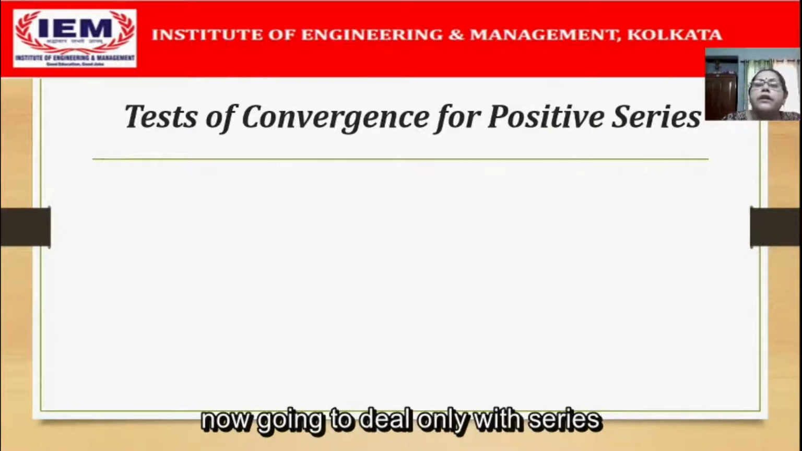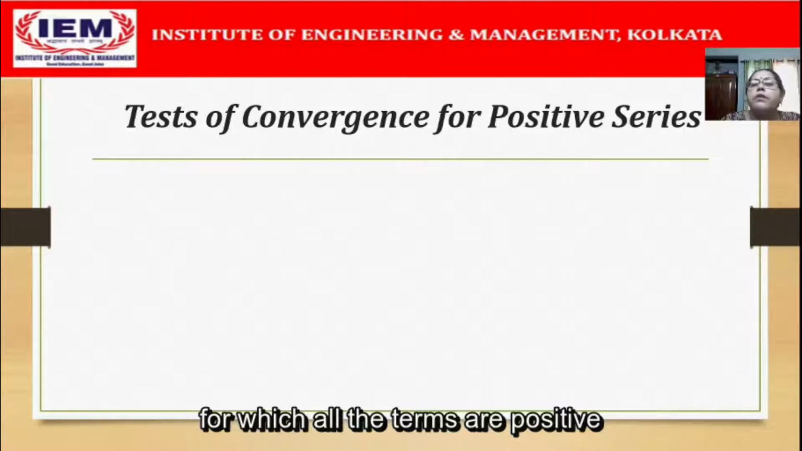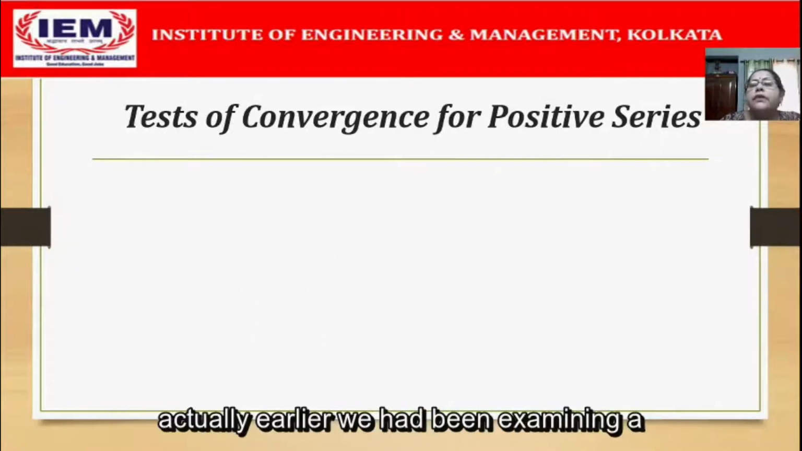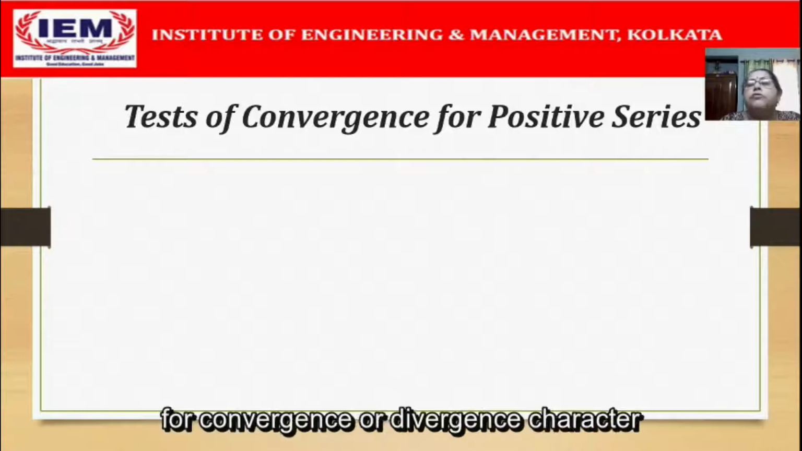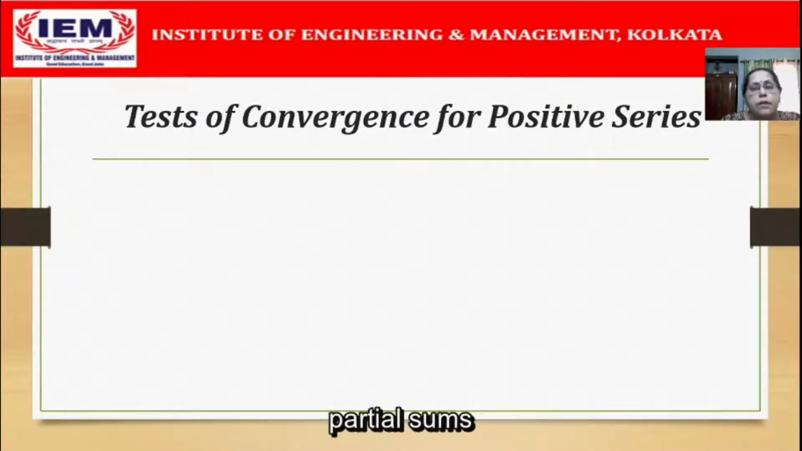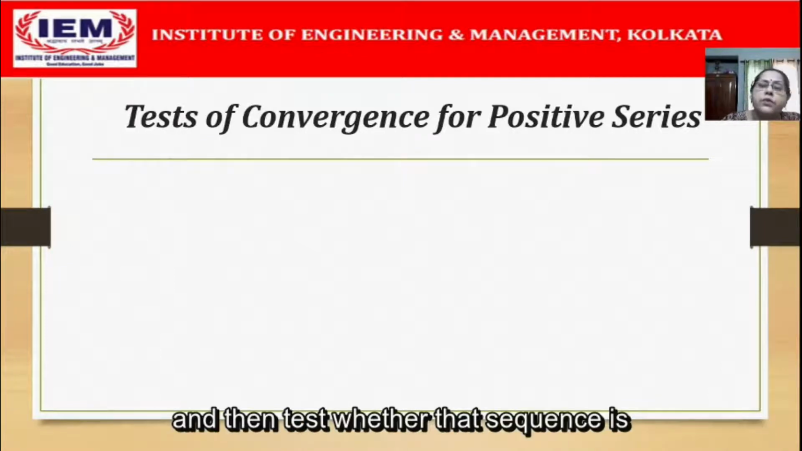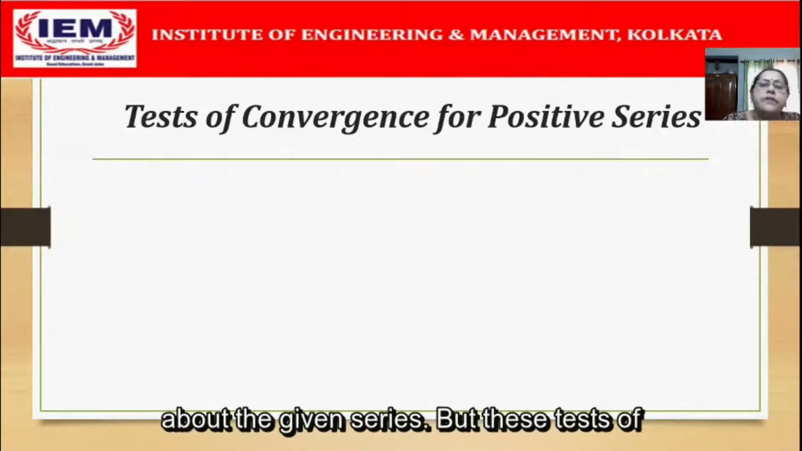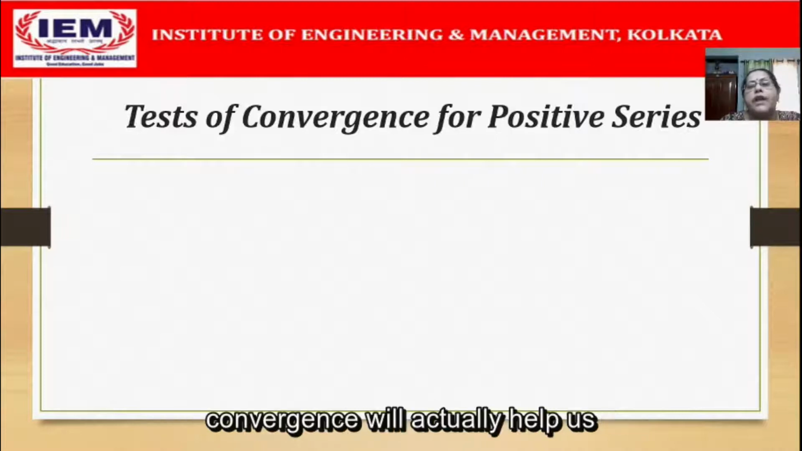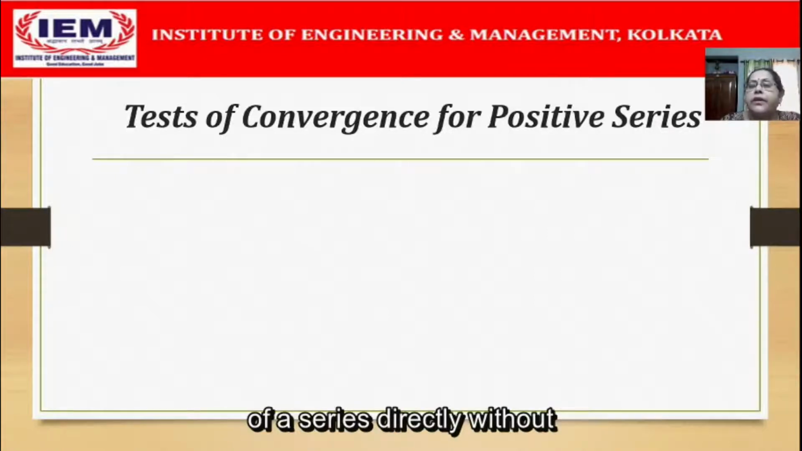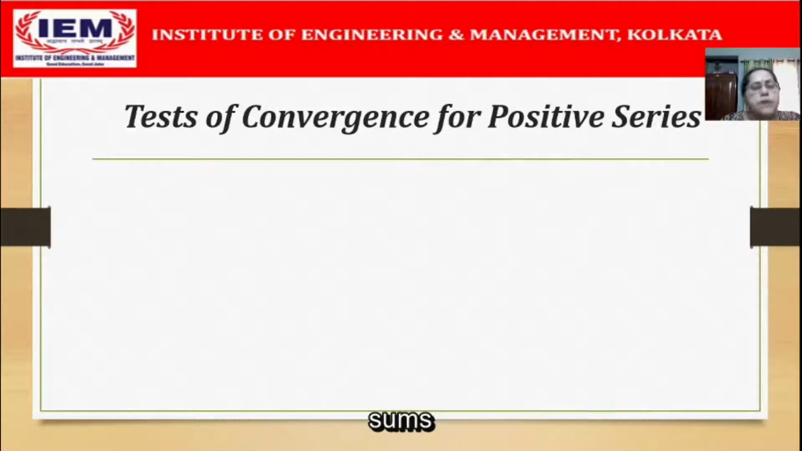That means we are now going to deal only with series for which all the terms are positive. And why do we need such tests of convergence? Earlier we had been examining a positive series for convergence or divergence using the definition, where we used to first construct the sequence of its partial sums and then test whether that sequence is convergent or not. And depending on that, we came to a conclusion about the given series. But these tests of convergence will help us examine the convergence condition of a series directly, without constructing its sequence of partial sums.